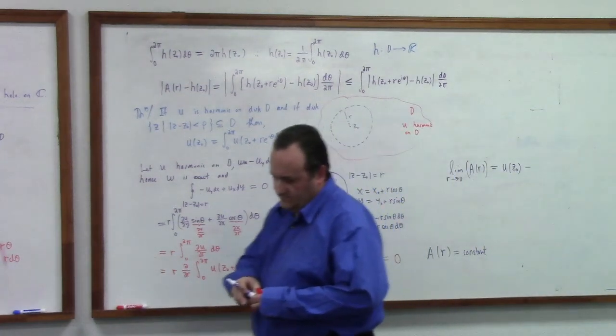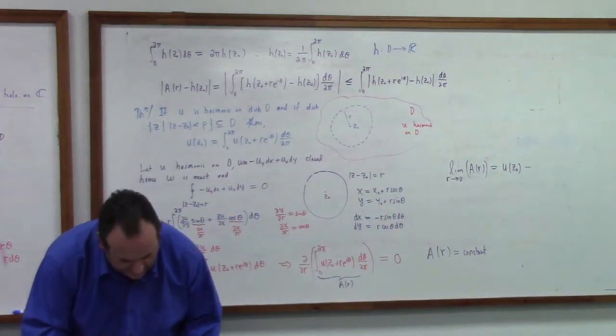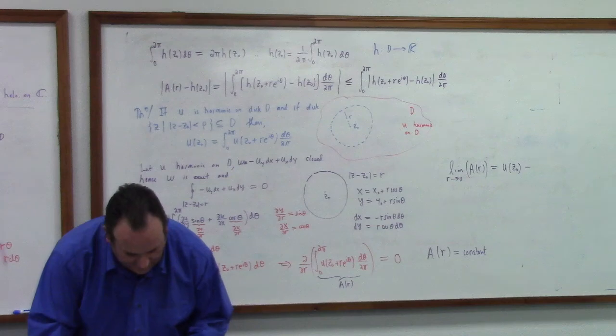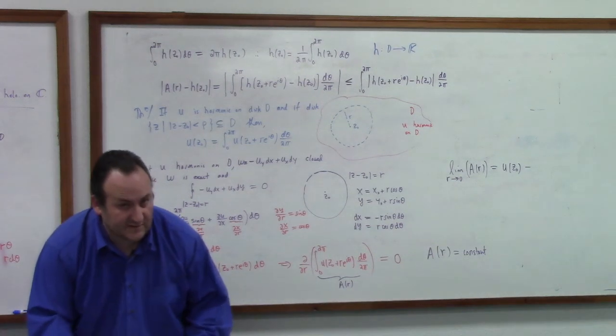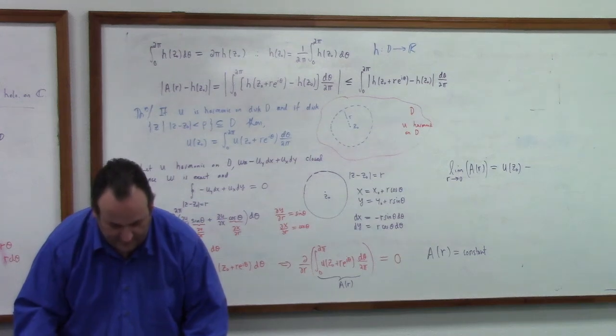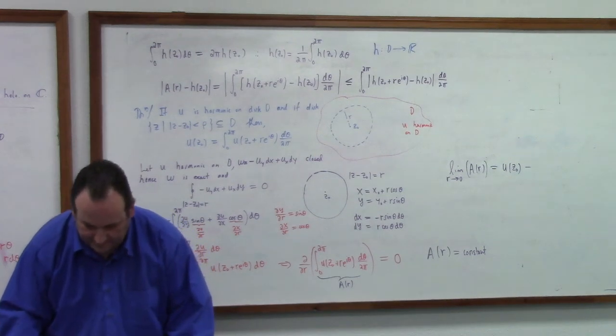Yeah. So again, just to emphasize, it says that the average of values of a harmonic function on a disk is the value of the function at the center of the disk, which is really kind of a bizarre thing, like you said, right?